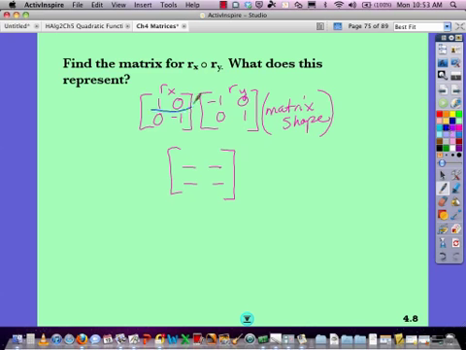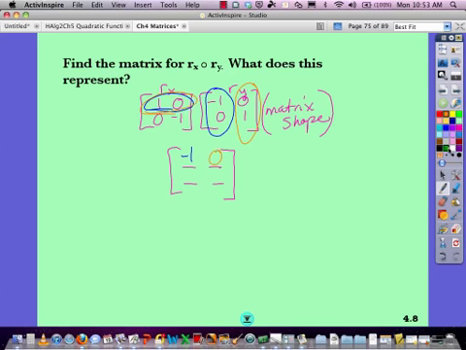Reminder, I'll just use colors this time. First row, first column, you're doing 1 times -1, 0 times 0. Added together is a -1. Next color, we need to do first row, second column. 1 times 0 is 0. 0 times 1 is 0. Added together is 0.